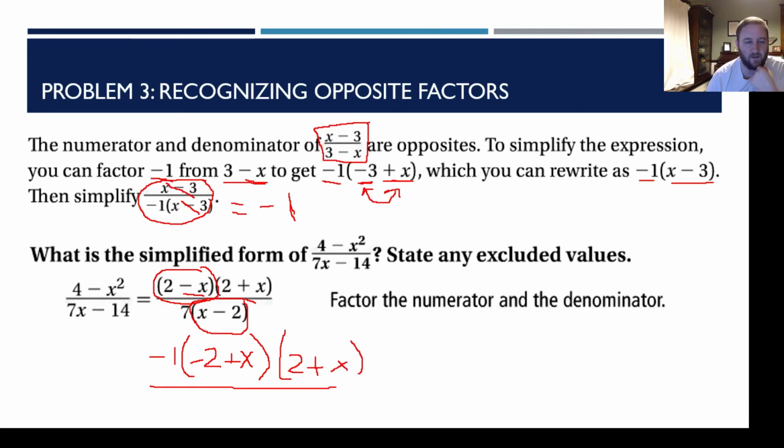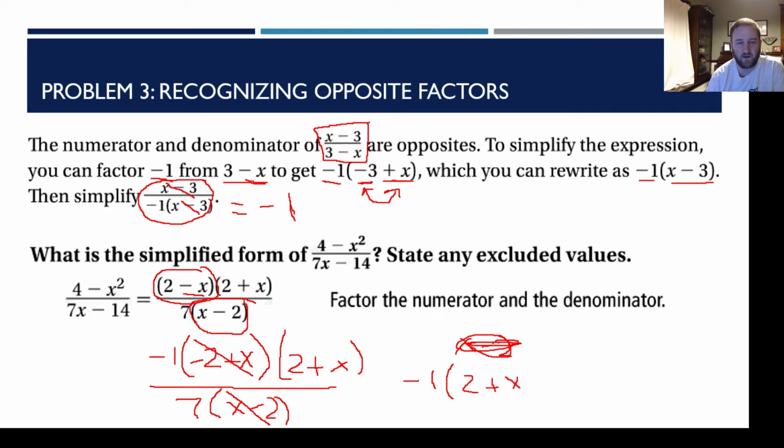Okay. On the bottom then we still have 7 times x minus 2. Well, negative 2 plus x is the same as x minus 2, right? So this and this then can cancel out. And what that leaves then is negative 1 times 2 plus x on top over 7. So negative 1 times 2 plus x over 7 is then our simplified form of this expression.